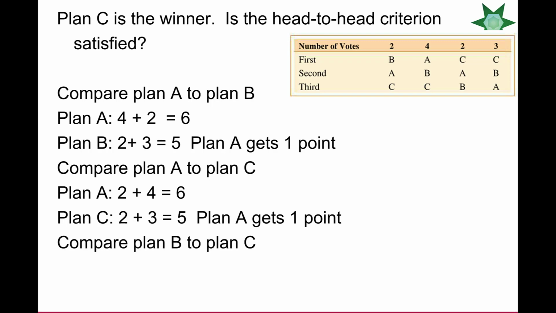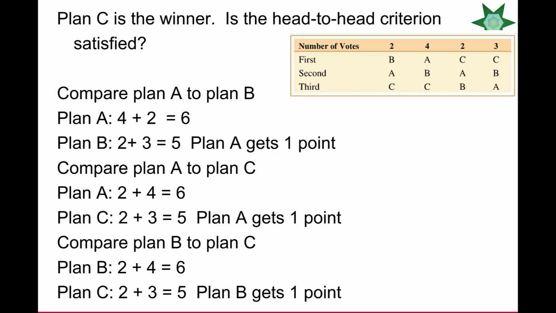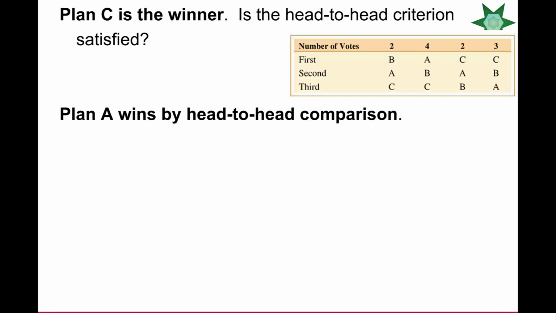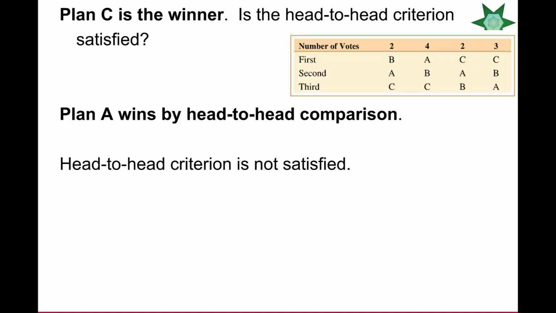And finally, we're going to compare Plan B to Plan C. Plan B has 6 points, Plan C has 5 points, Plan B gets 1 point. So we notice here there were only 3 comparisons to make. Plan A actually has 2 points. So therefore, it wins by the head-to-head comparison, so the head-to-head criterion is not satisfied.